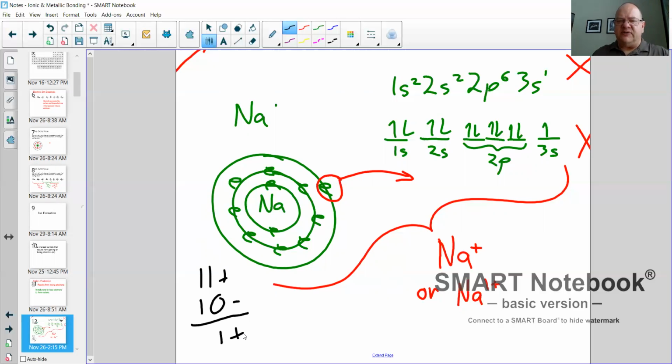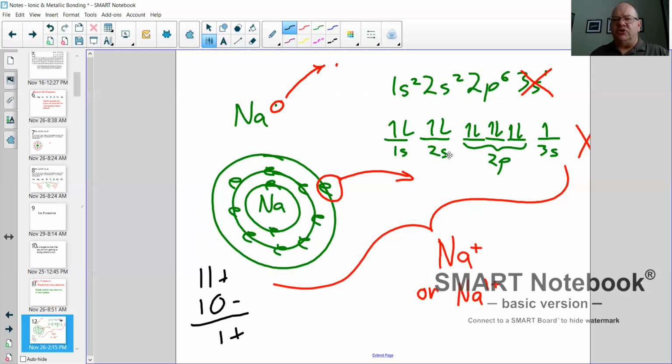Sodium ends up with a positive charge. So a sodium atom becomes a sodium ion. Up here, I have an electron dot notation, sodium with 1 dot. Well, let's imagine that sodium loses that 1 dot. Here's an electron configuration for sodium: 1s2, 2s2, 2p6, 3s1. Let's imagine that sodium loses that last electron.